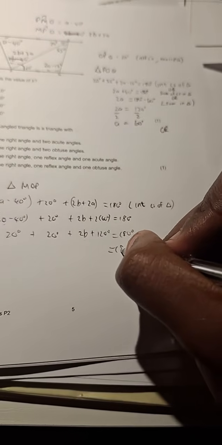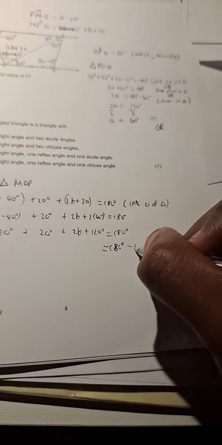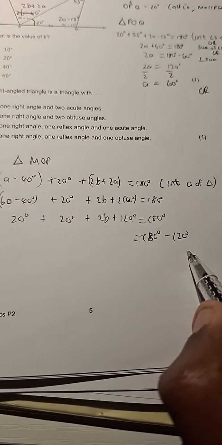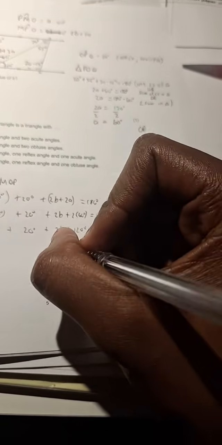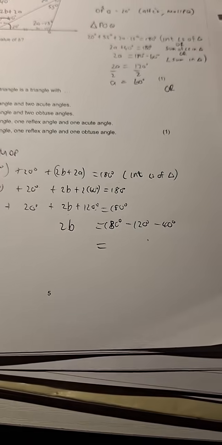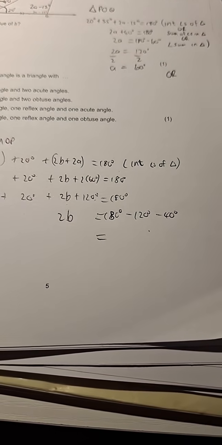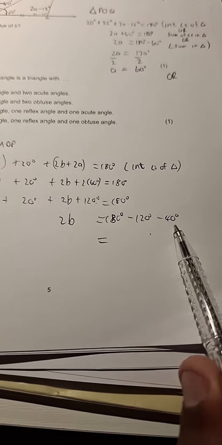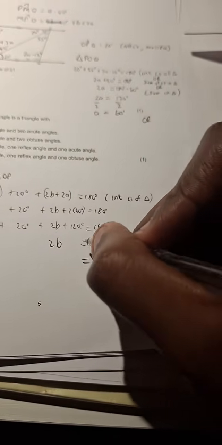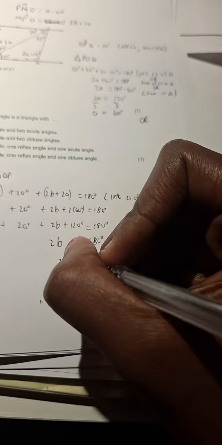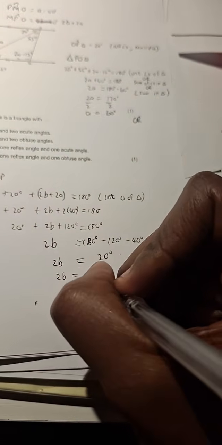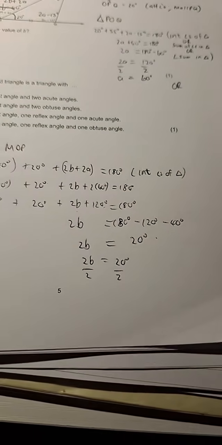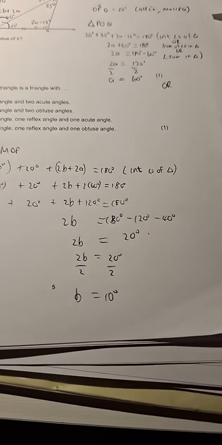And then we conclude and finalize everything. 180, we transpose the 120, it becomes negative 120. We transpose the 20 plus 20, which is 40, so negative 40. We isolate 2B on the left. What's 180 minus 120, guys? Surely we all know that gives us 60. Then what's 60 minus 40? It is 20. Then 2B is equal to 20 degrees. We divide both sides by 2. We get a value of B, which is 10 degrees.